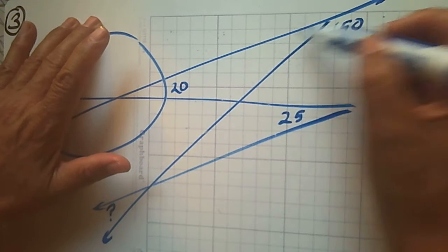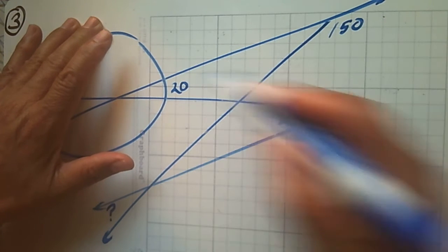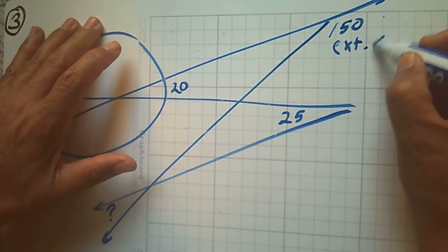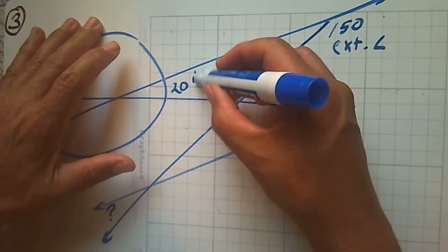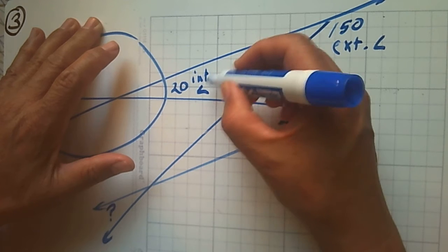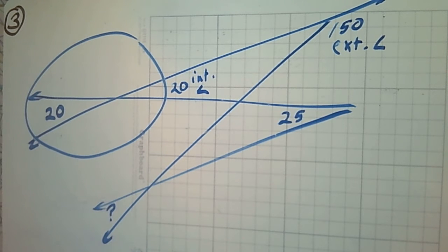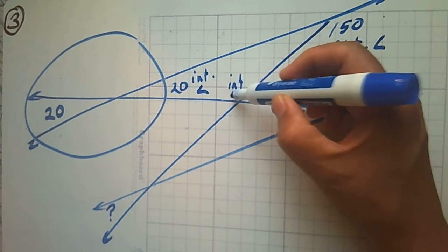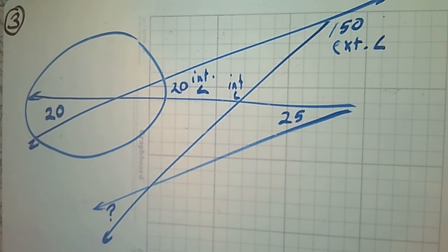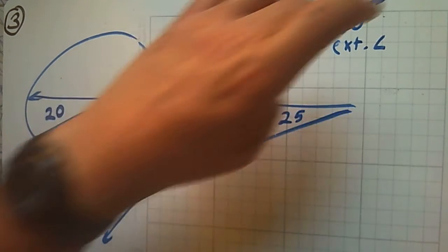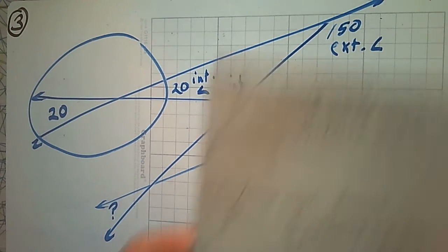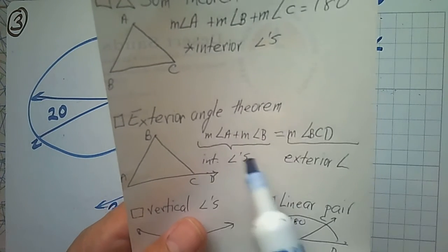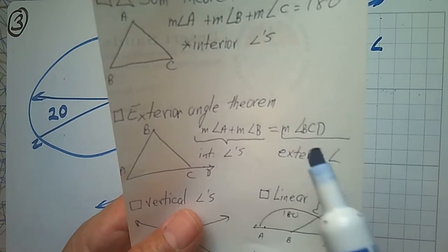I focus on this triangle. Now if you notice, this is an exterior angle. This is an interior angle. I don't know this angle. I don't know the measurement, but I can find it. If I have two interior angles and an exterior angle, for that I need to use the exterior angle theorem, and that says the following: if you add the measurement of the interior angles, it should be equal to the measurement of the exterior angle.